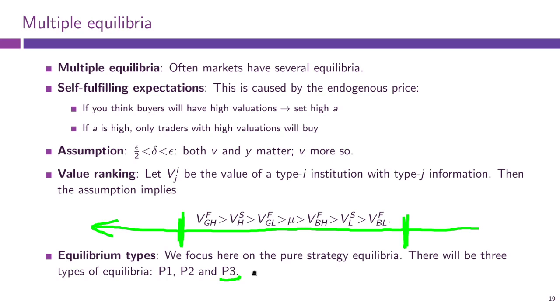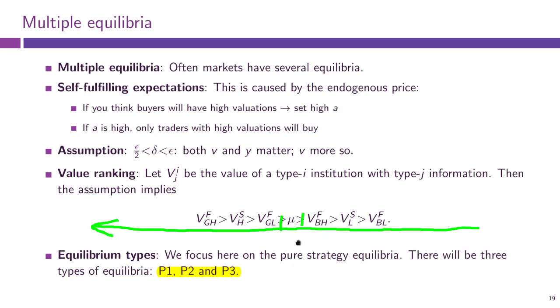I will not tell you why this is. No spoilers. So, okay. P1, P2, and P3. Three different kinds of equilibria that vary in who trades in the market. So P3 equilibrium will always exist. This is something you can show. P1 equilibrium with the narrow spread is not guaranteed to exist.